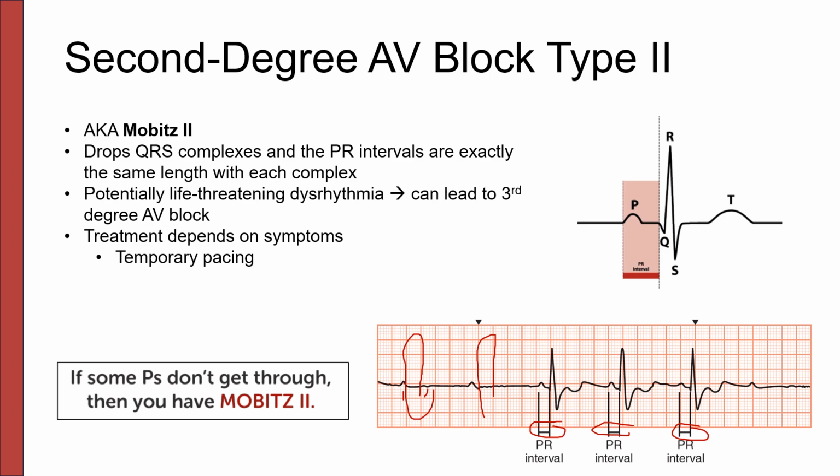So with this one, it's going to depend on the patient's symptoms. If the patient is symptomatic, then we are going to place them on temporary pacing. Transcutaneous pacing can be done at the bedside. It's fast, so we can do that. Or they can have a pacemaker inserted. It just depends on how severe this is. So with this one, if some of the P's don't go through, then you have Mobitz 2. One way to remember that.